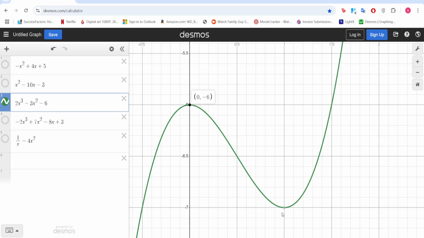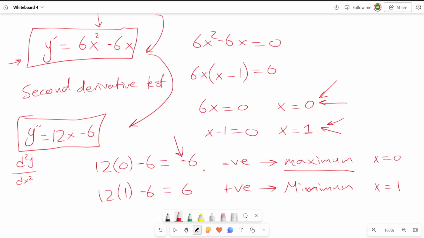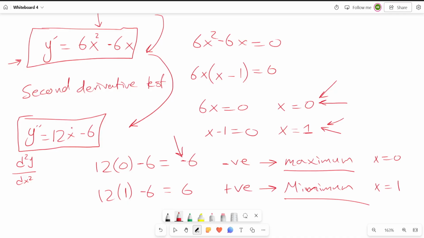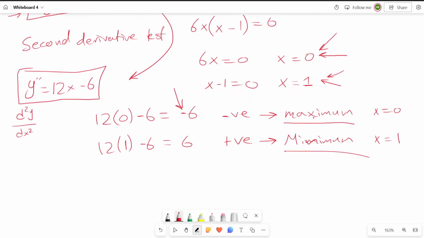And the second turning point was at x equals 1, and this is shown over here, and we classified it as a minimum, and as seen from the graph, it is actually a minimum point. So this is how to use the second derivative test in order to see if your turning point is a maximum or a minimum value.